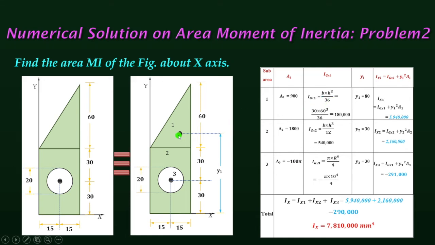IGX about the centroidal axis, the value is BH cube by 36 for a triangle. So use BH cube by 36, where B means parallel to the axis. So here the x axis is along this. Parallel to this measurement means B, and H means this. So substitute and get this value. So this IGX1 is about which axis? The axis that is passing through this centroid. This is the centroid.